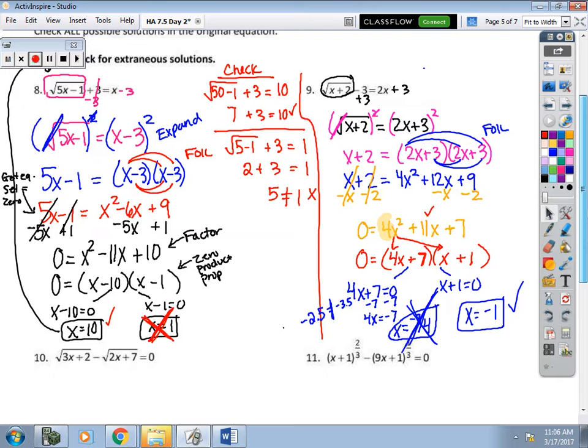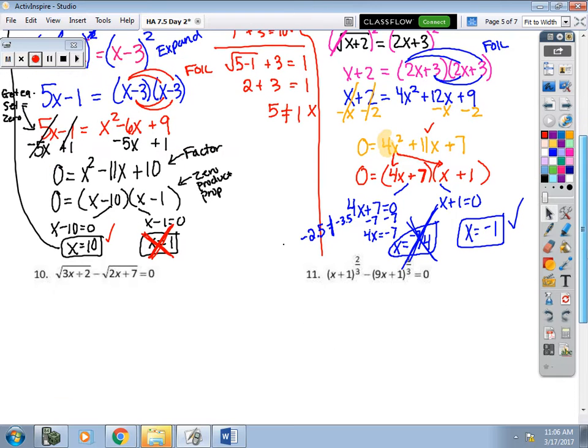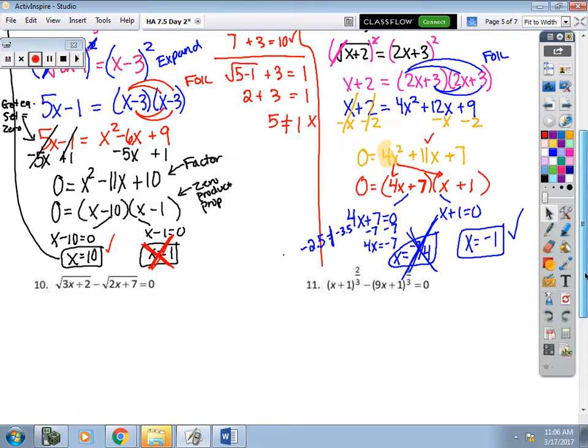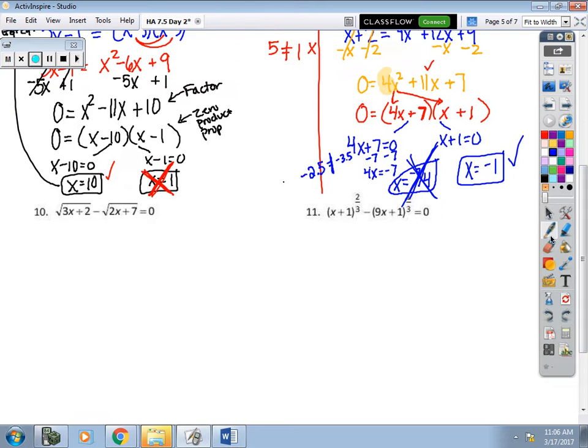Okay. Now the next one looks different than the others because it has 2 radicals. Okay, you do not want to square right off the bat.